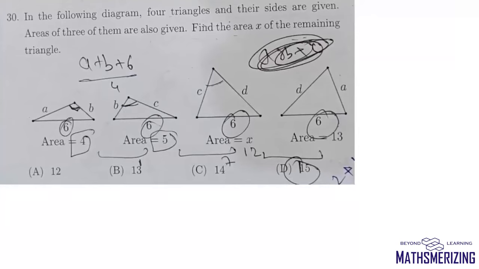Now the next question is, in the following diagram, 4 triangles and their sides are given. The areas of 3 of them are also given. Find the area of the remaining triangle. Now we are given this first triangle whose sides are A, B and 6. So we'll draw this triangle. So this is A, B and 6. Now what we'll do is we'll join this side with this given side.